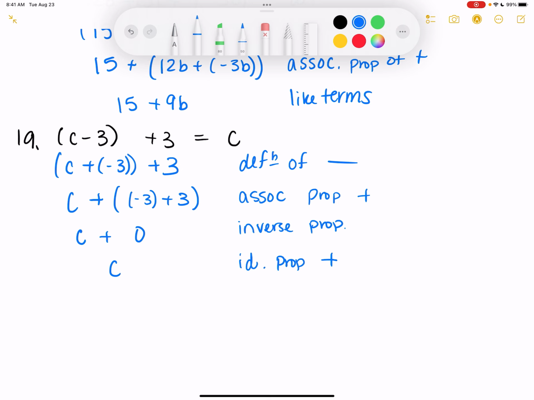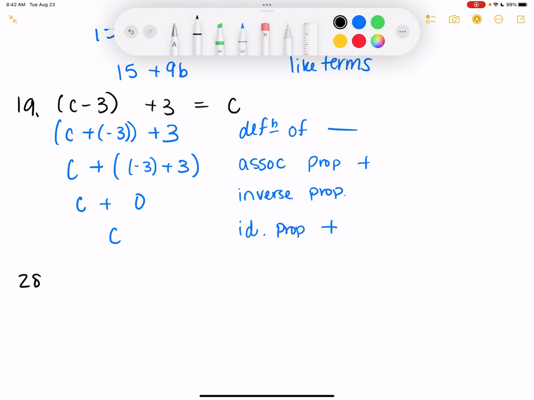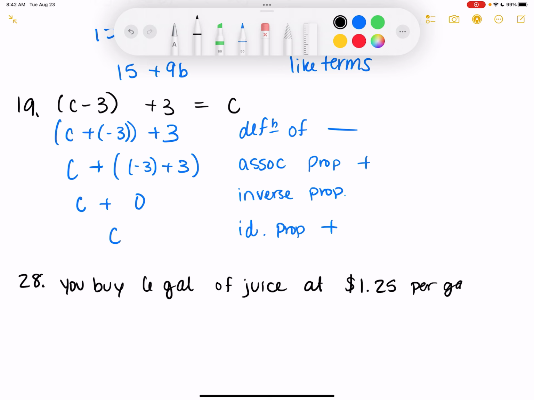Alright, so the next ones that we're going to do are conversions, or little mini word problems. These ones say solve the problem, use unit analysis to check. I assume y'all all had Miss Marshall last year, so you know how to do unit analysis. You'll know what I mean when I write it down. Alright, so number 28, you buy 6 gallons of juice at $1.25 per gallon. What is your total cost?